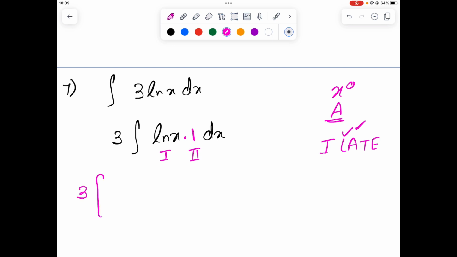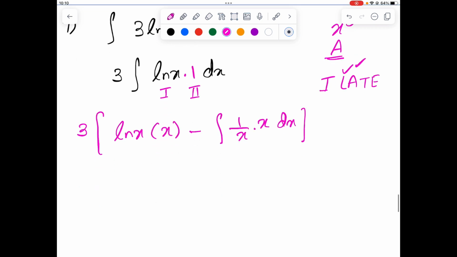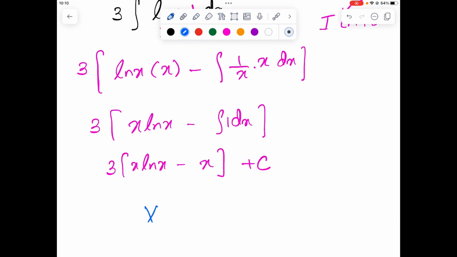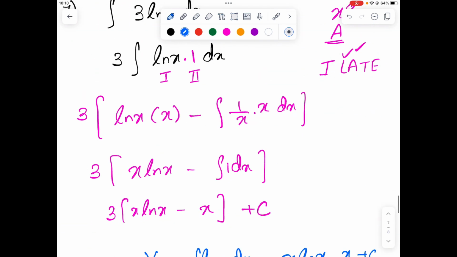So 3 bracket, first function, integral of the second function, integral of 1 is x, minus integral of the derivative of the first function, ln x derivative 1 upon x, times carry forward what you wrote in the brackets, x dx. So what does that become? 3 x ln x minus integral of 1 dx. Integral of 1 is x. 3x ln x minus x plus c. Or else you have to remember, many times we'll be coming across it, integral of ln x dx is x ln x minus x plus c. Question number 7 was that.